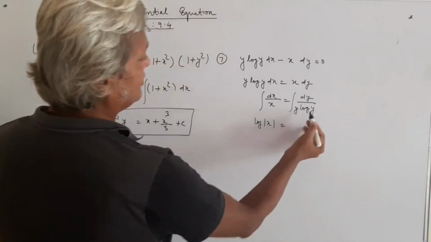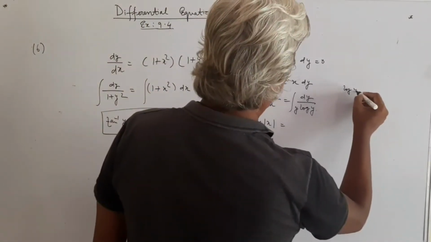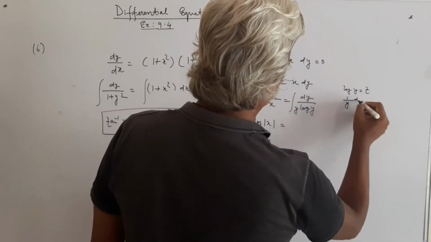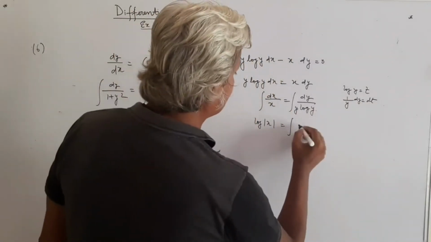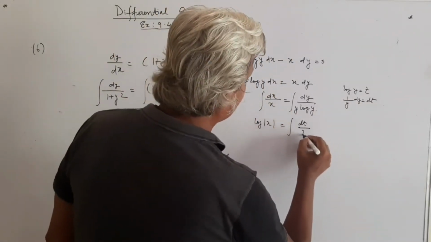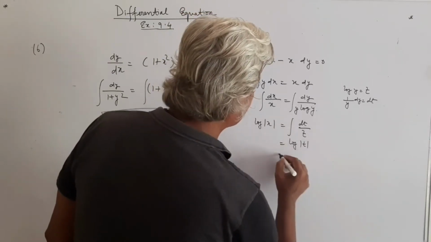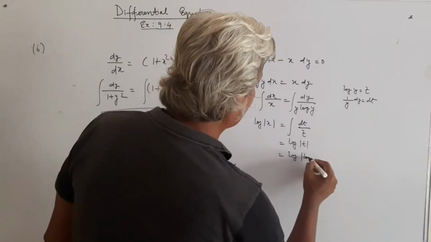Now if you take log y as t, then on differentiation this becomes 1 by y dy as dt. It means this is nothing but dt by t, that is also log mod t, which can be written as, what is log mod t? Log y.